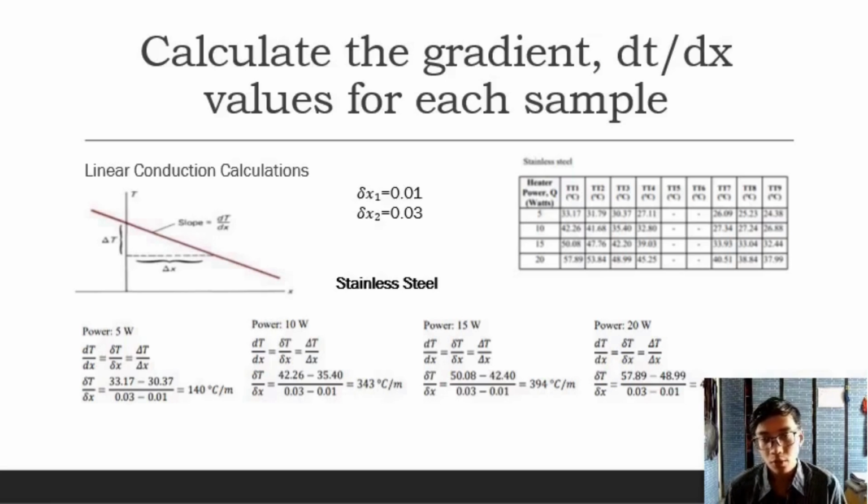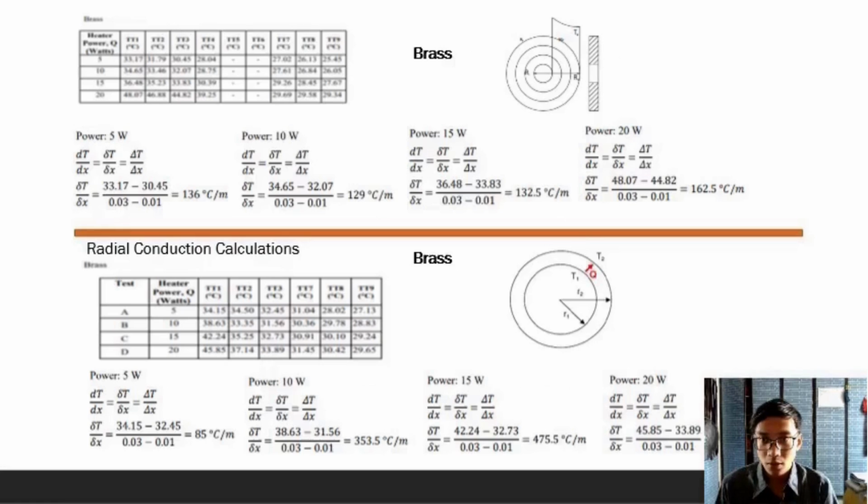Same way for the next, for the brass specimen, we need to use the result of the brass specimen, which also has the same 5 heater settings: 5 watt, 10 watt, 15 watt, and 20 watt. So we got dT/dx for 5 watt as 136.